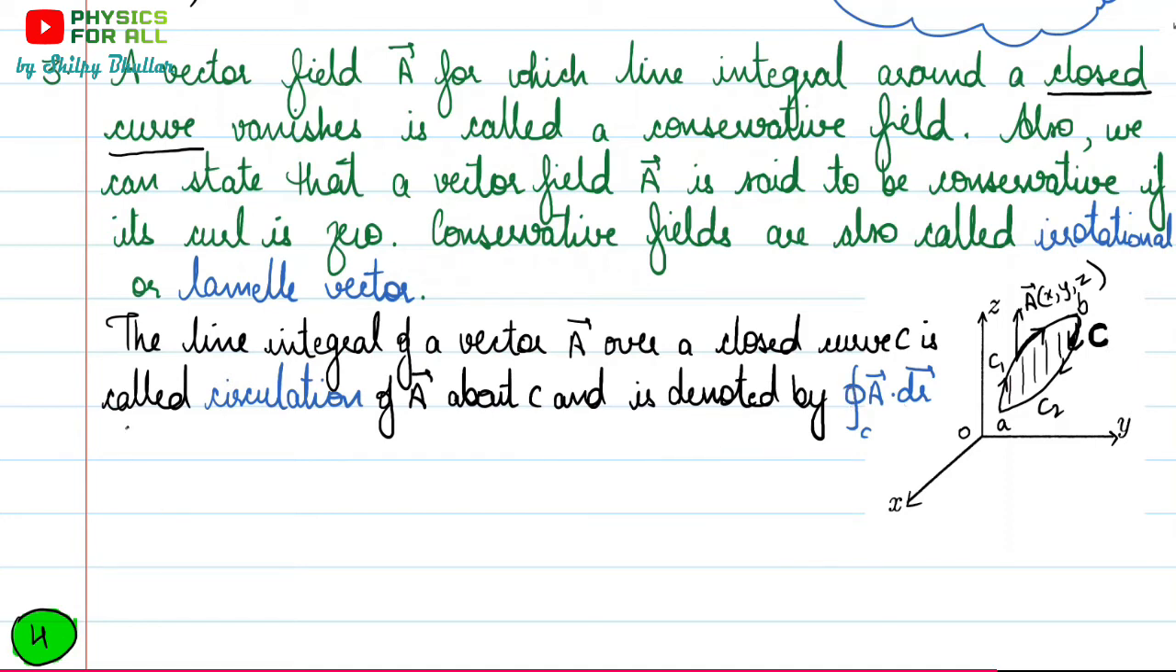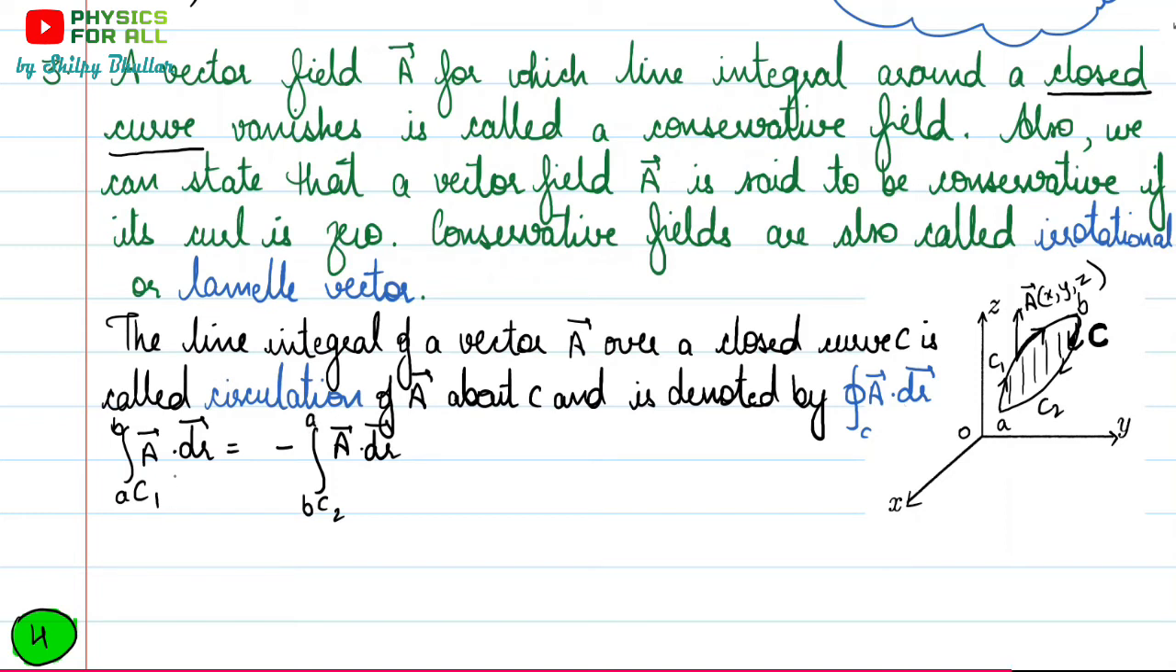So one thing is sure: if we just find A to B along C1, if we consider only path C1, then its value would be minus of that along C2. Why? Because directions are changed. So this thing is fixed.